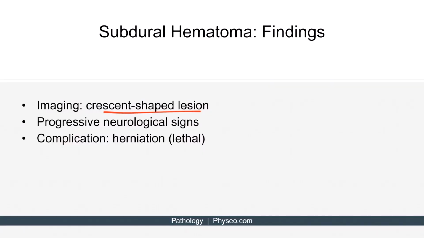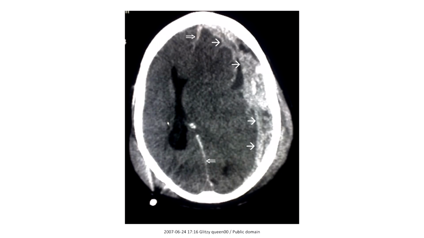Unlike someone with an epidural hematoma, where the patient may experience a lucid interval followed by neurological signs, someone with a subdural hematoma has progressive neurologic signs, and this occurs as the blood accumulates in the subdural space. Similar to epidural hematoma, when the accumulation of the blood gets worse, the sheer amount of blood may press against the brain structures, leading to herniation, which again can be lethal. Here is a head CT image showing a subdural hematoma. Notice how the lesion is crescent-shaped.